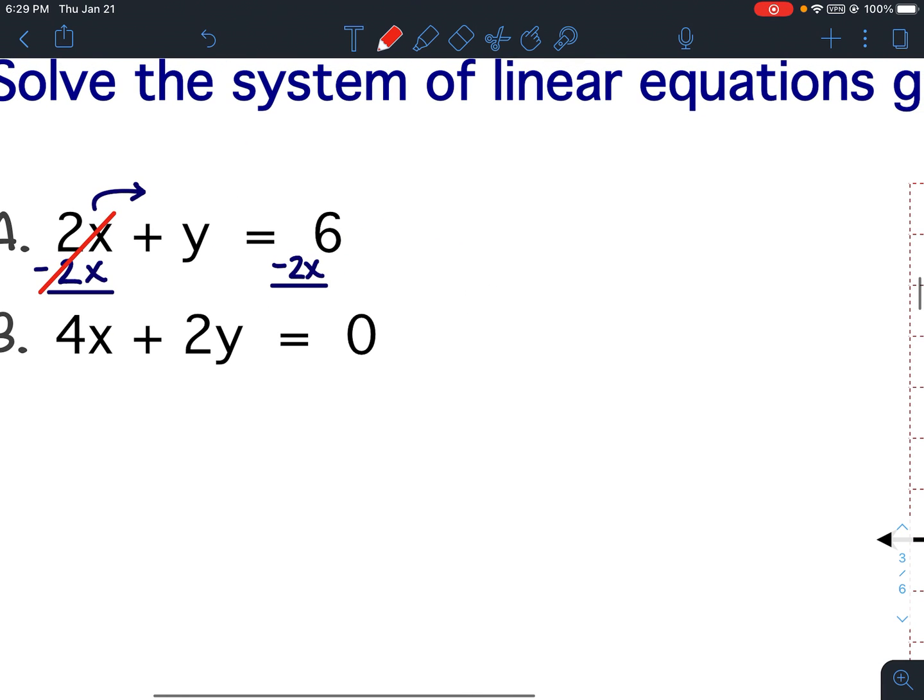So, we'll just write it up here. We have y equals, and then remember, you can't combine them. They are not like terms. So you would put negative 2x plus 6.